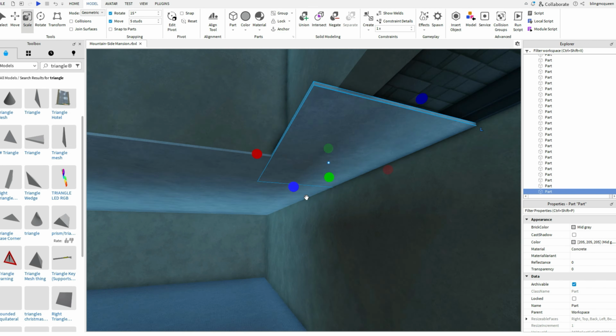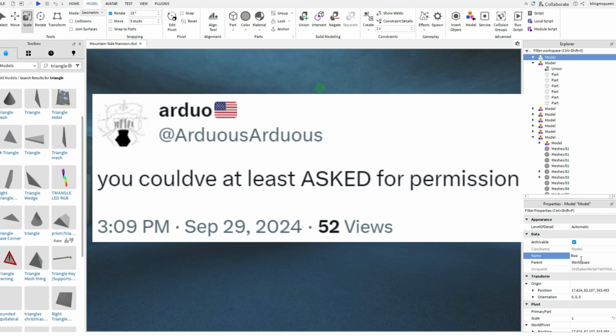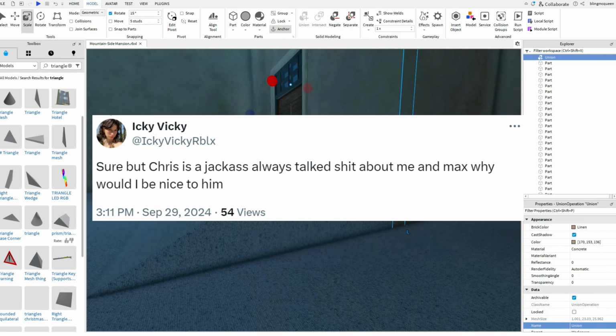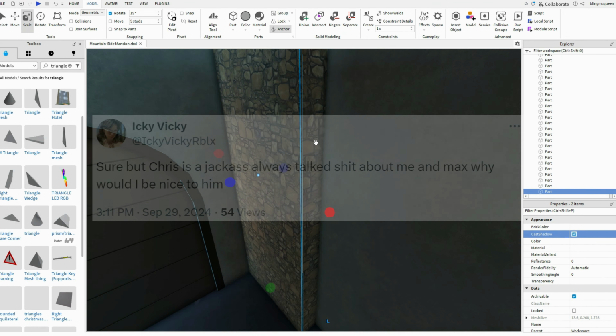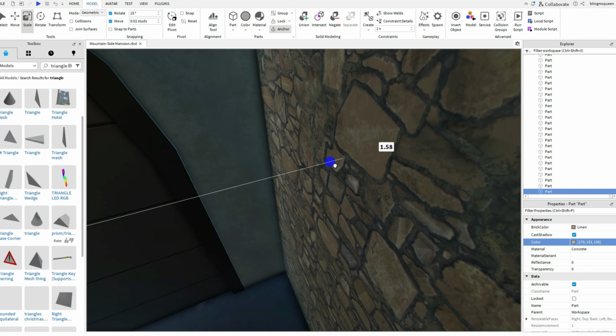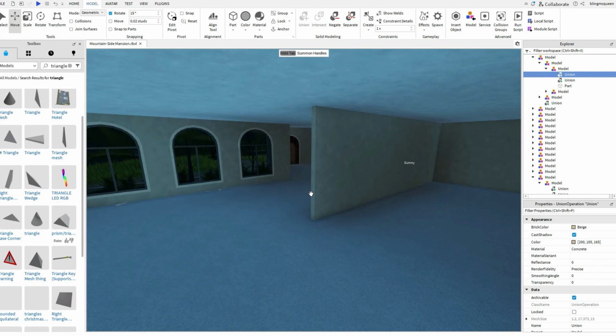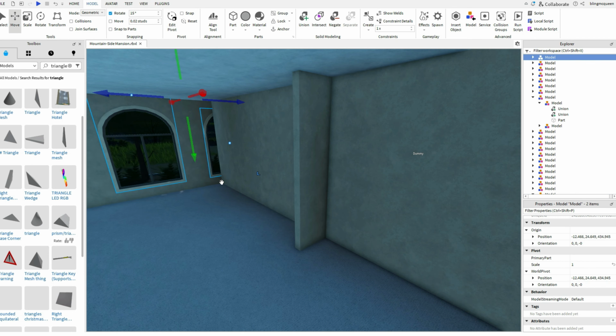Someone named Arduo states, "You could have at least asked for permission," where she replies with, "Sure, but Chris is a jackass. Always talks shit about me and Max. Why would I be nice to him?" So, because someone's mean to you and hurts your feelings, that gives you the right to steal their work. These people are insane, dude.